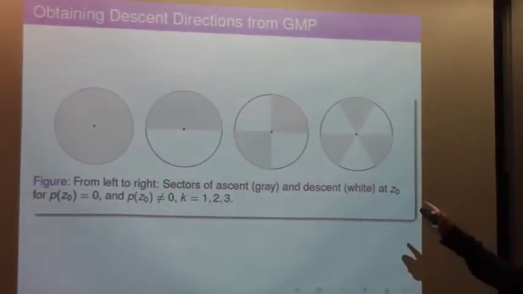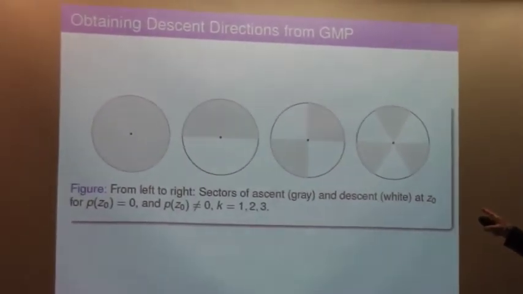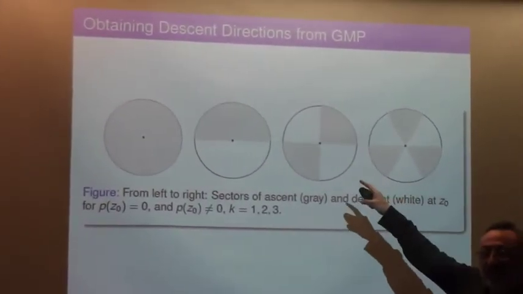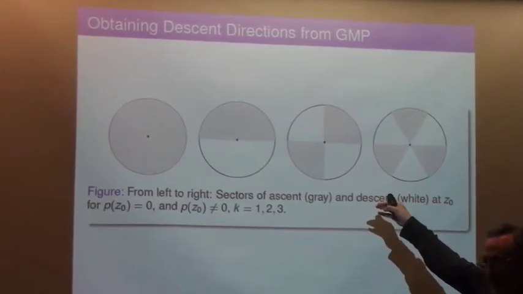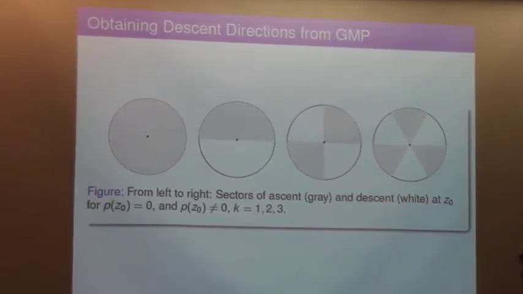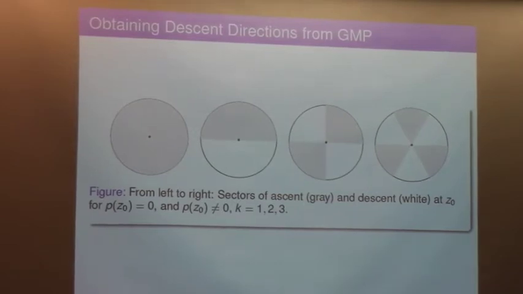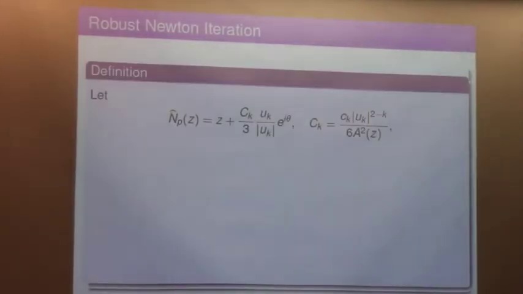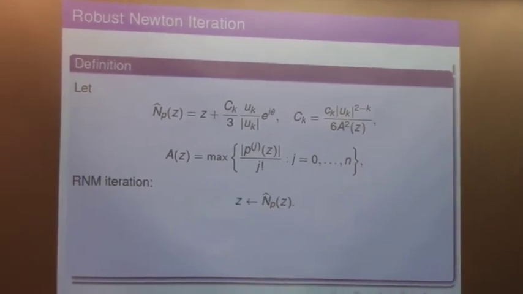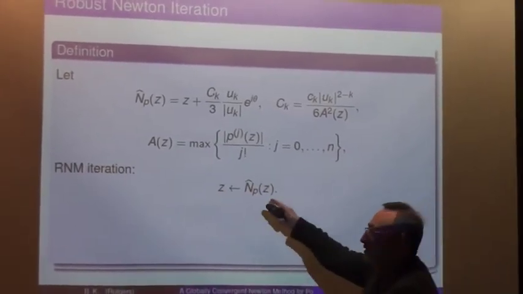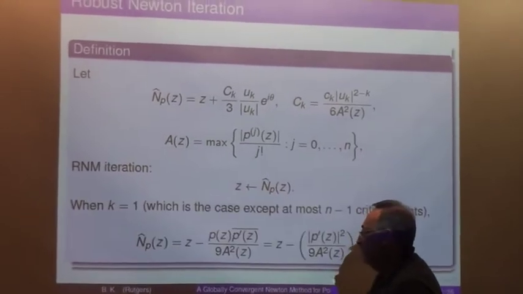Remember the descent directions, or say the white areas are descent, right? So we have a lot of choice if we have a critical point of choosing descent. We can choose Newton's direction if the derivative is not zero. So robust Newton is, I put this hat. It looks more elaborate than Newton's method. You have to define these parameters. Z gets the robust Newton iteration.